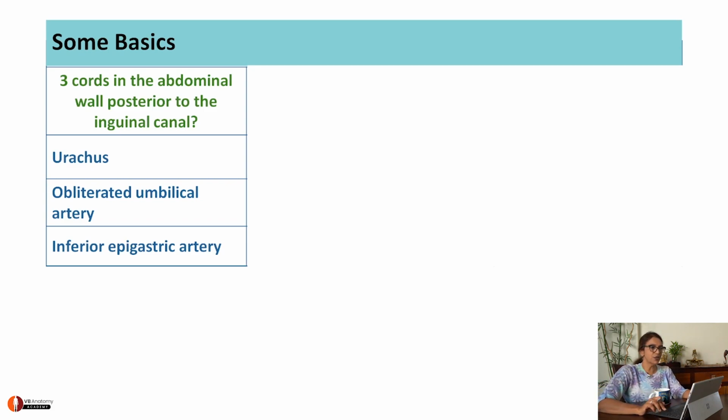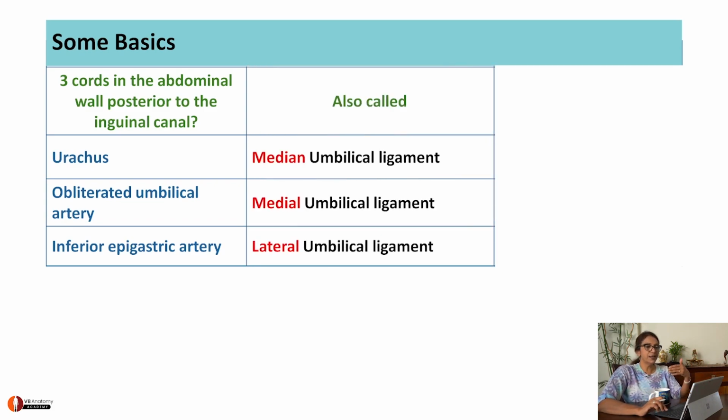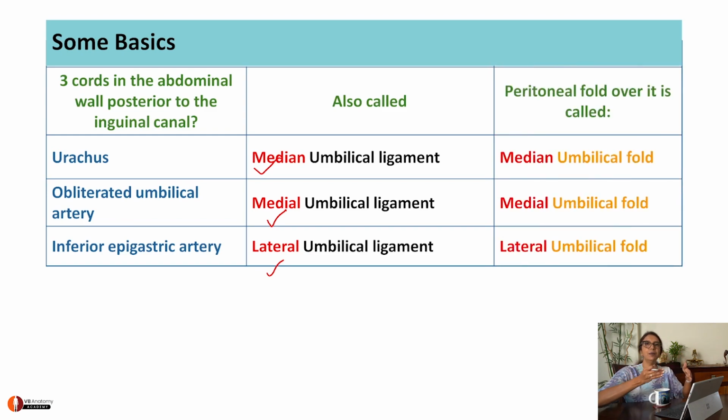Each cord-like structure has got a name. Urachus, obliterated umbilical artery, inferior epigastric artery. Since they are lying up in the region of the umbilicus, pointing towards it, they're called umbilical ligaments: median umbilical ligament, medial umbilical ligament, and lateral umbilical ligament. When peritoneum comes in and forms a fold over it, the folds are called umbilical folds. Which umbilical folds? Same names: median umbilical fold, medial and lateral.